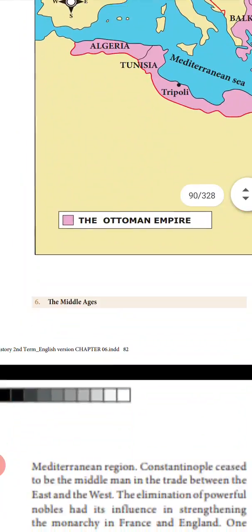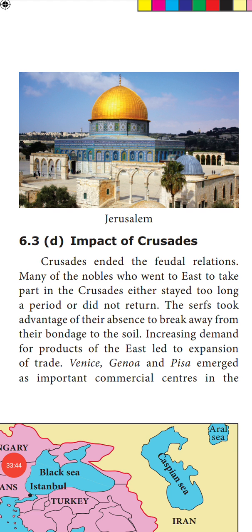Okay, now children, let us know about the impact of the Crusades. Crusades ended the feudal relations. Many of the nobles who went to the east to take part in the Crusades either stayed too long a period or did not return. The serfs took advantage of their absence to break away from their bondage to the soil. Increasing demand for products of the east led to the expansion of trade.